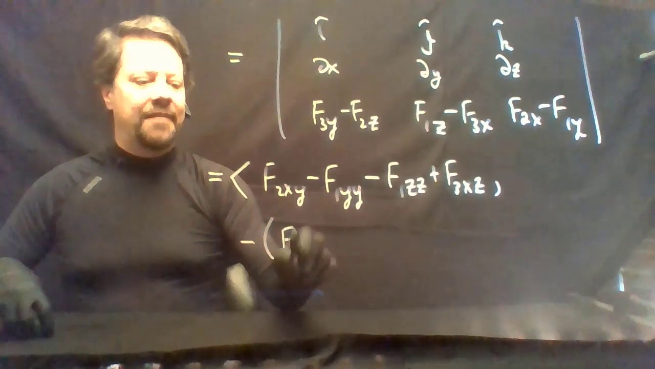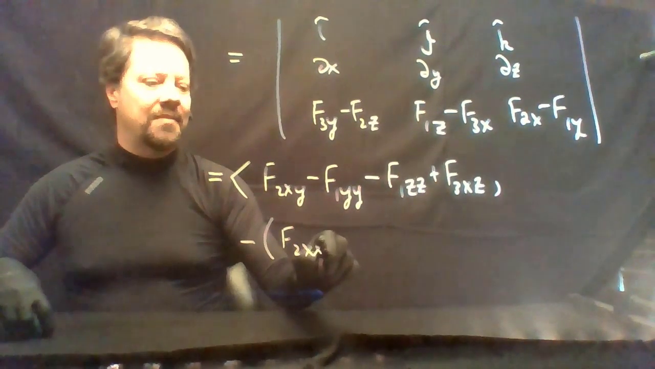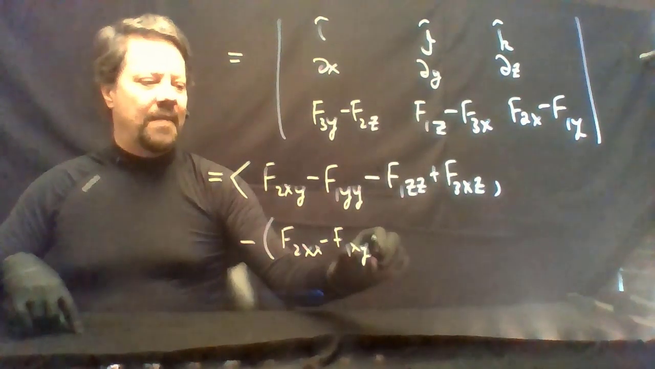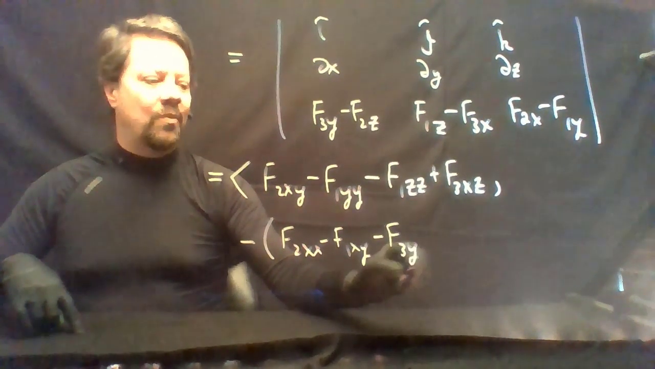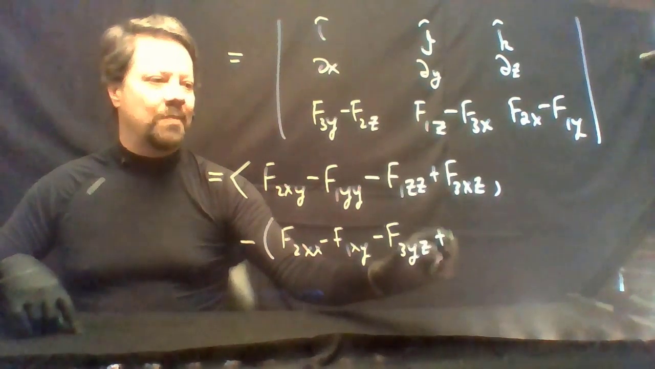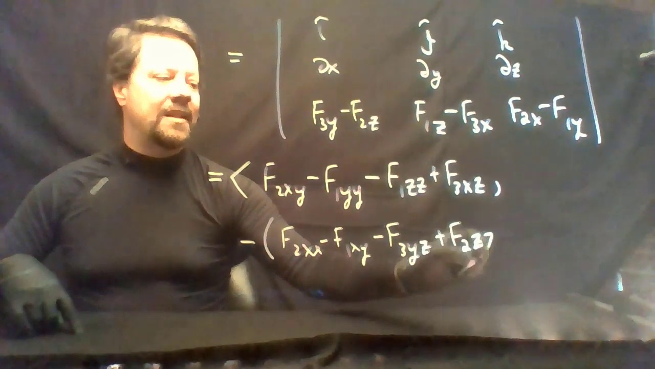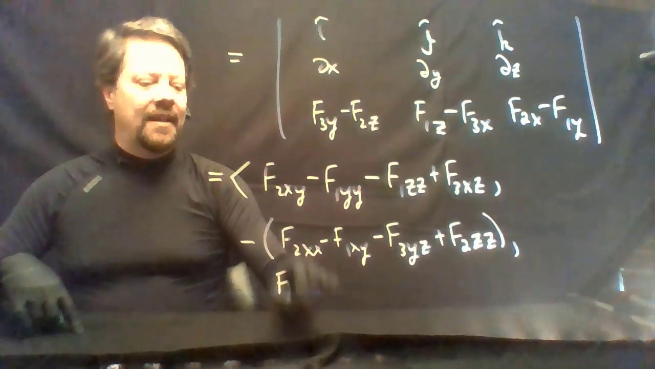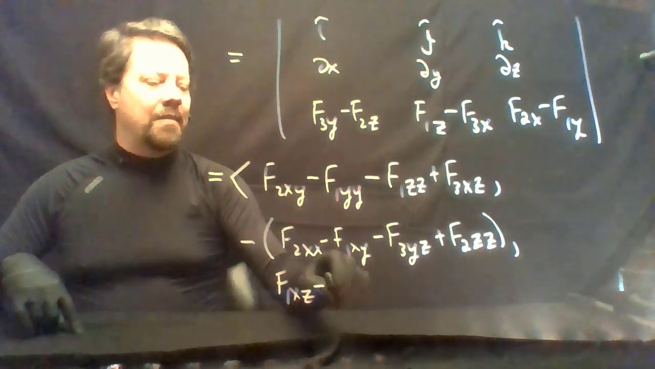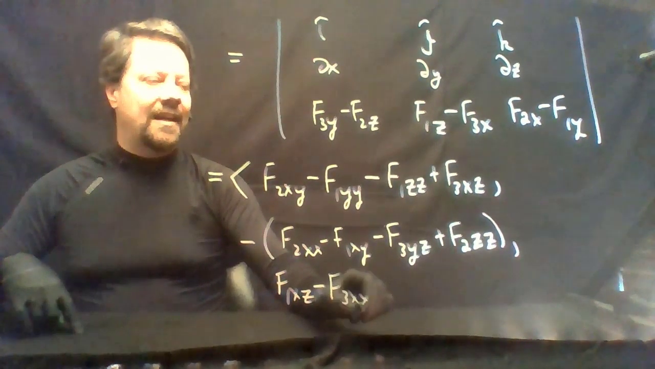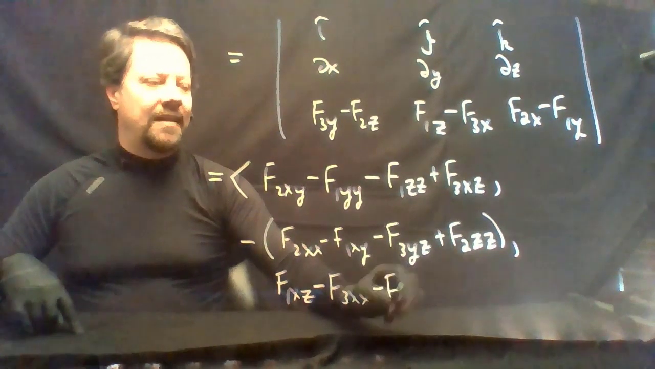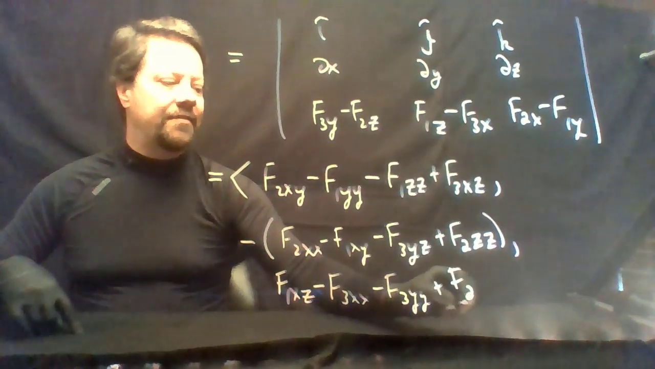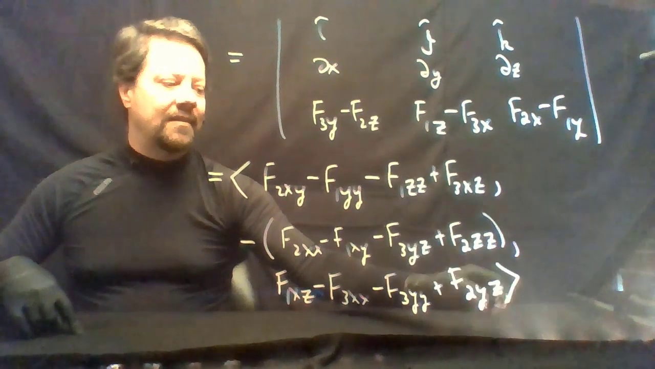We'll have f2xx minus f1xy, and then minus f3yz minus minus makes plus f2zz. And now the last coordinate, f1xz minus f3xx minus f3yy minus minus is plus f2yz.